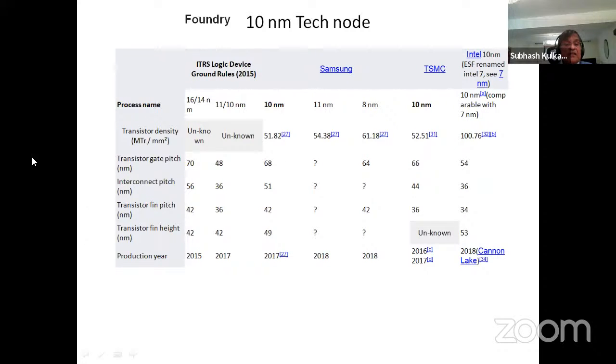You can see here the transistor gate pitch is 54, whereas others have 66, 64, 68. So Intel is aggressively pushing this. They are successful. Using this technology, they build their Cannon Lake microprocessor that has gone into servers. So this is where state of the art has been in a few years back. 2015 was the plan, but actually in 2018, this was built in manufacturing.